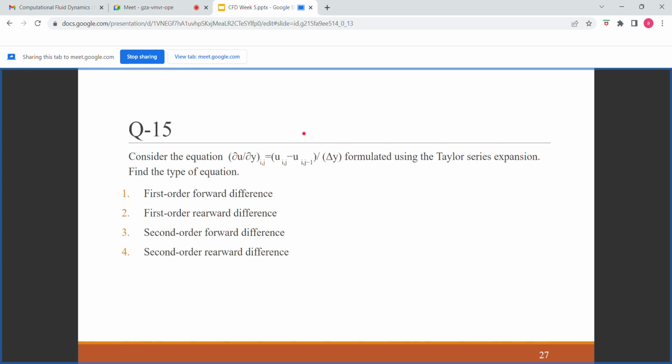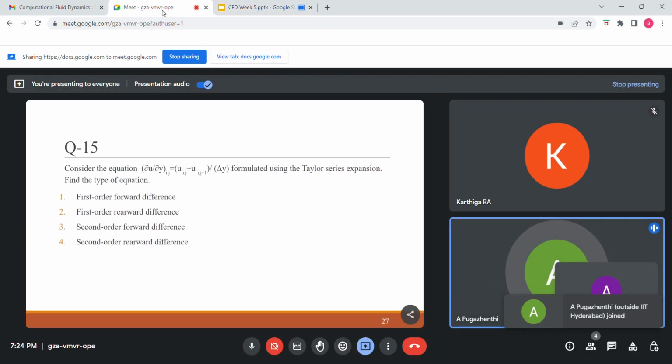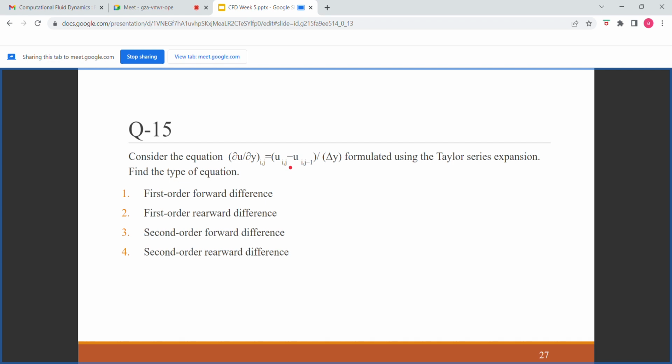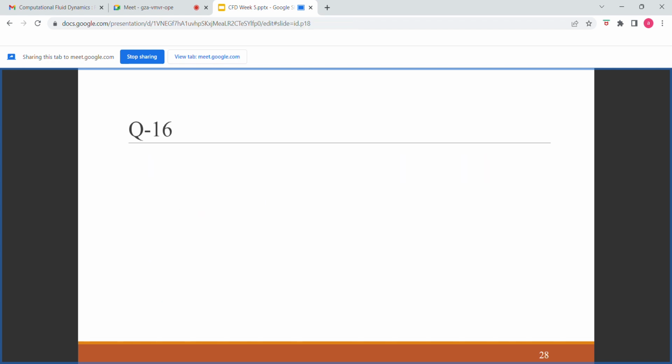So uij minus uij minus 1, since we are going one step back, this is known as first order rearward difference. So I hope this is clear. We'll now move on to the next question. So the answer to this is option 2, that is first order rearward difference or backward difference, both are same. First order backward difference. So now we'll move on to question 16.